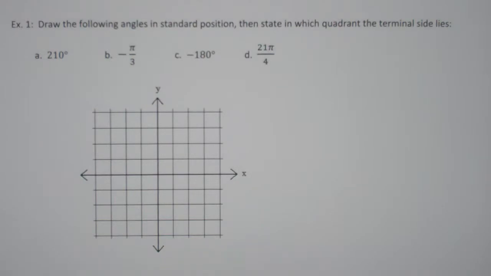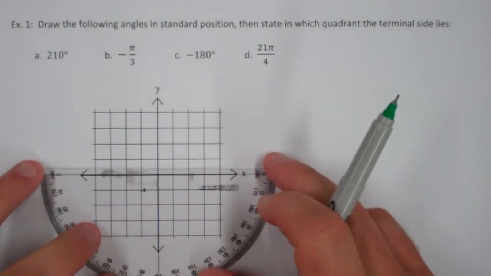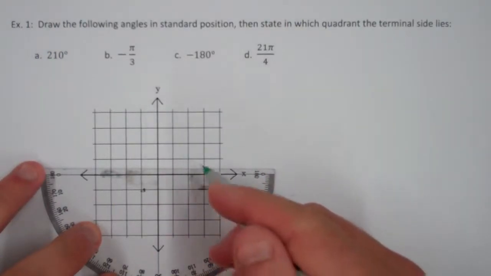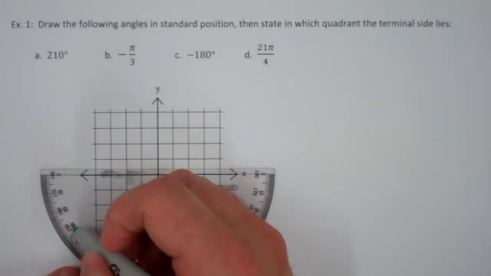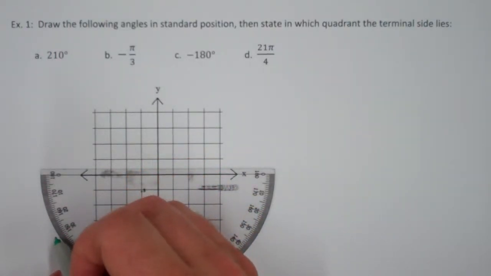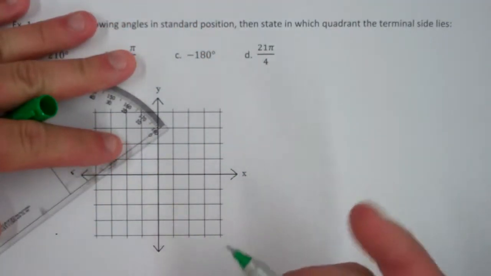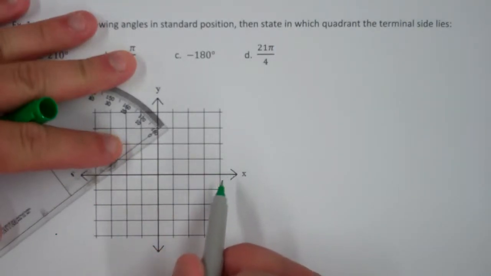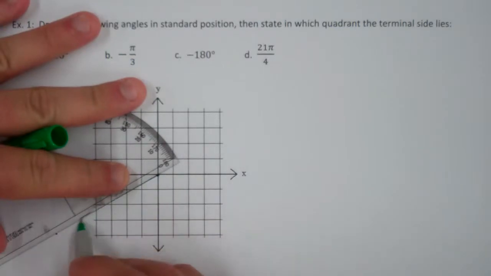I'll try to do this in some different colors. Hopefully this will make sense to you. So if we get our protractor out, we know that we need to go 180 degrees and then 30 more would make 210. So then we're going to go to the 30 and try to make the best mark here that we can. And then all we need to do is draw this terminal side. Remember, in standard position, that initial side always lies on the positive x-axis. So we'll line these guys up.